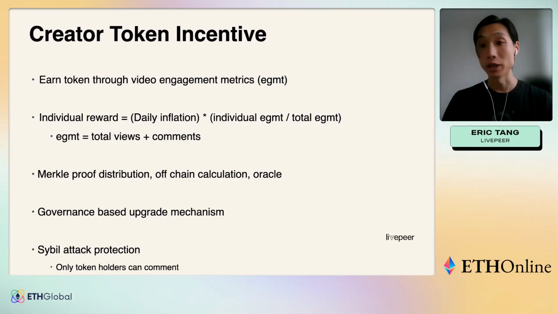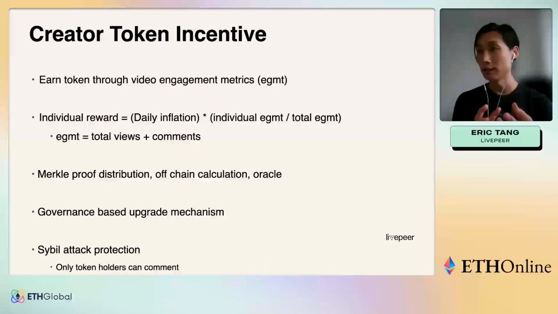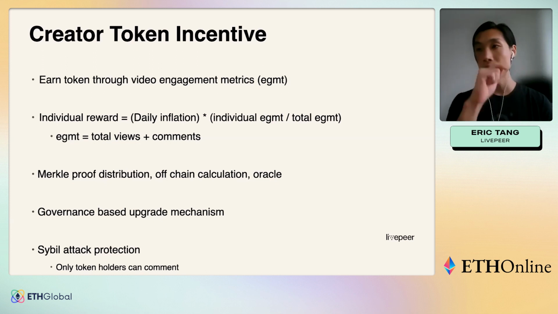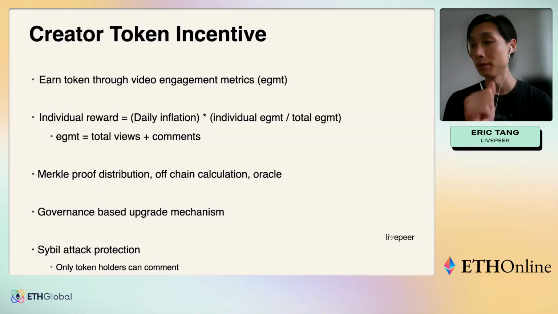And the way we can actually implement it is for every day we aggregate all this data together. We calculate who gets how much token. We put all of that information into a Merkle tree and write the Merkle root on chain, right? And every day these creators can come and claim their reward based on that Merkle tree, right?